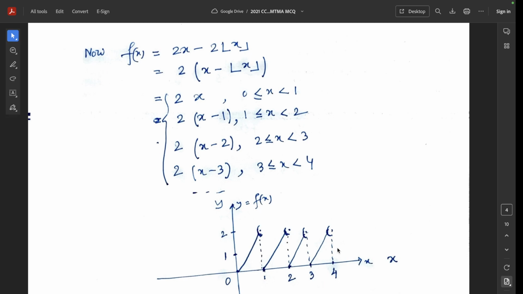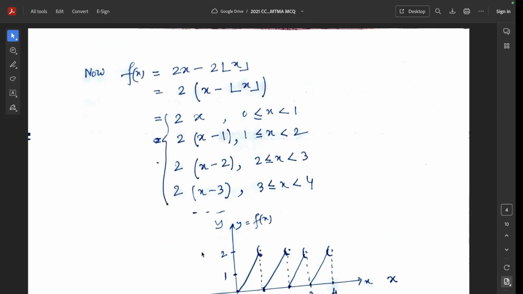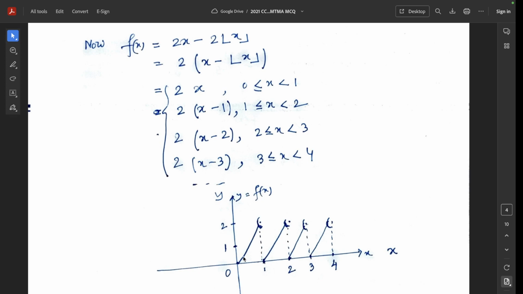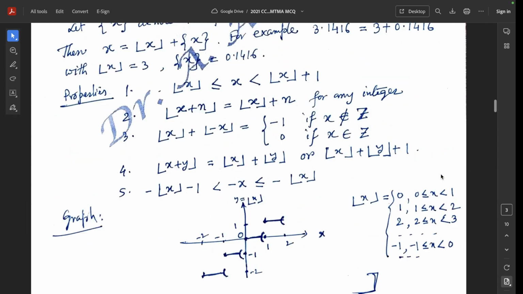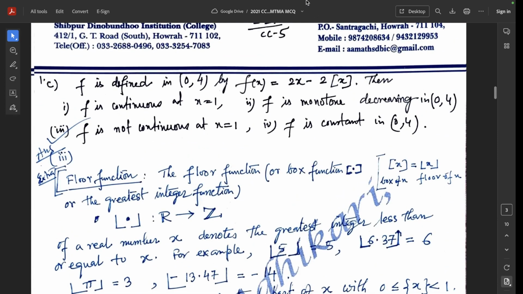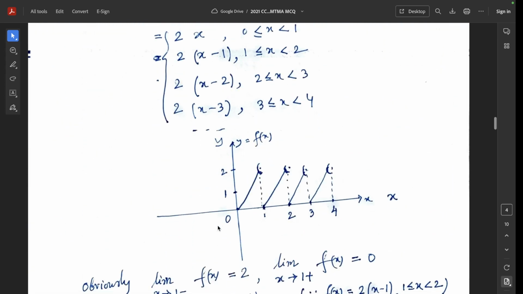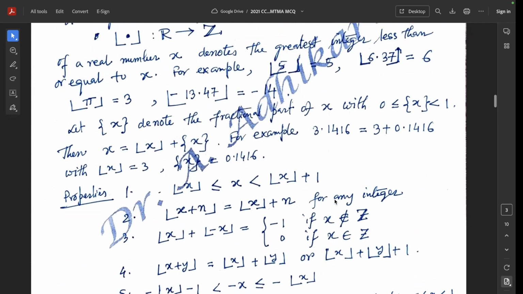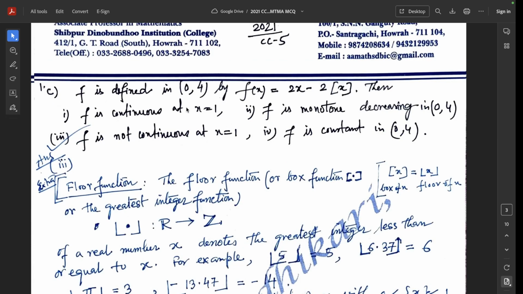So we can draw the graph of f(x). When 0 less than or equal to x less than 1, this is 2x, so this is the part. And for 1 less than or equal to x less than 2, this is the graph, and so on. Within the open interval 0 to 4, we consider this. Now we have to check whether f is continuous at 1, monotonic decreasing, or constant in (0, 4).